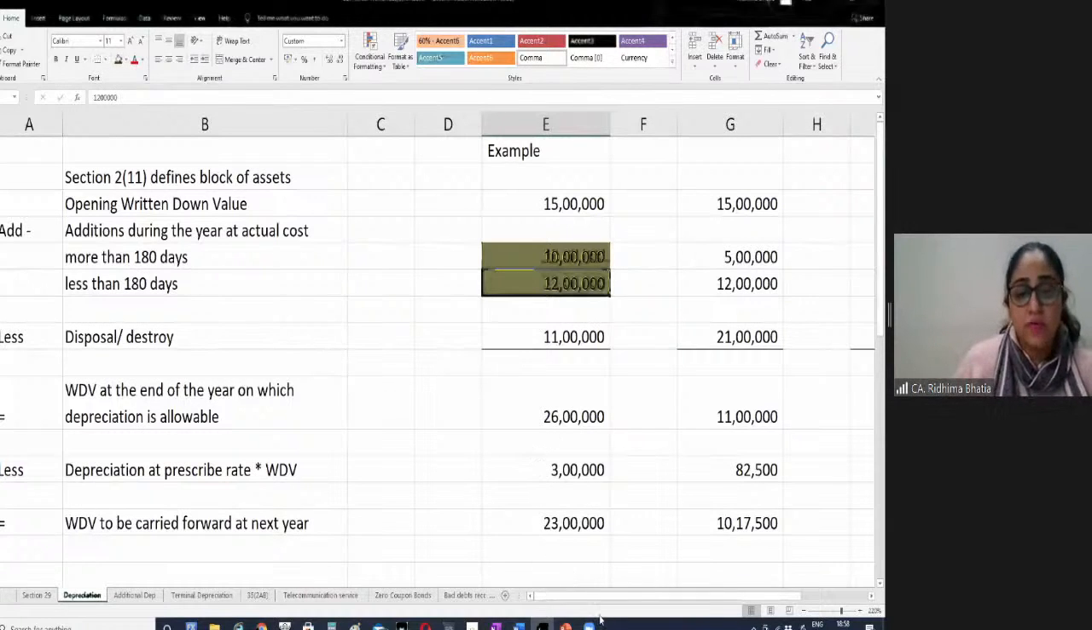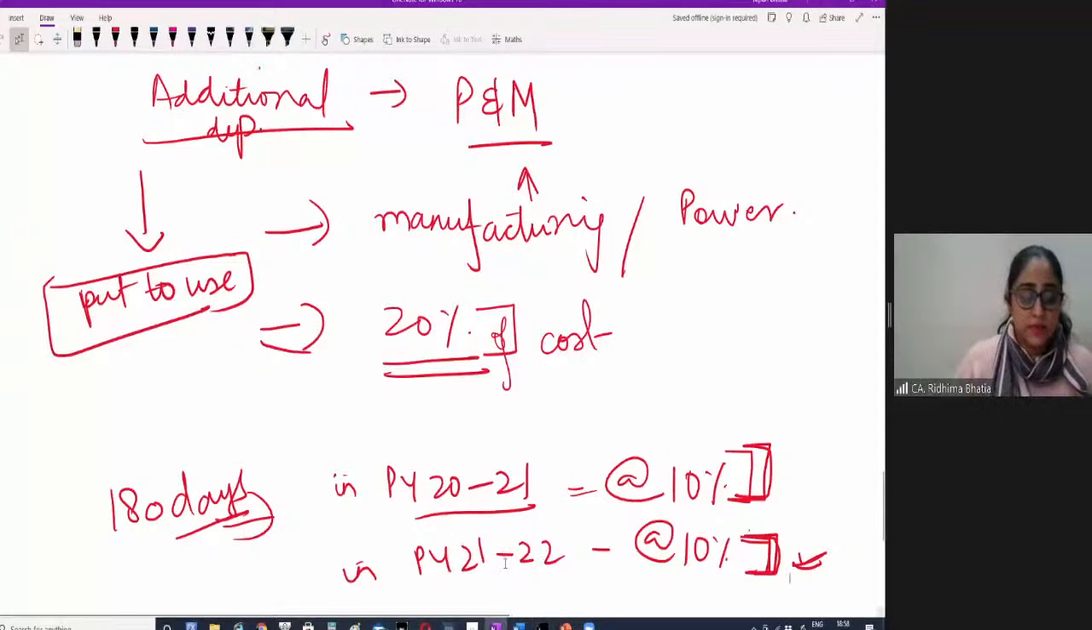Clear? So you have to be very, very attentive that if in a question it is given that in the previous year the asset was put to use, please put a red flag that I have to claim the additional depreciation this year at 10%. Okay.